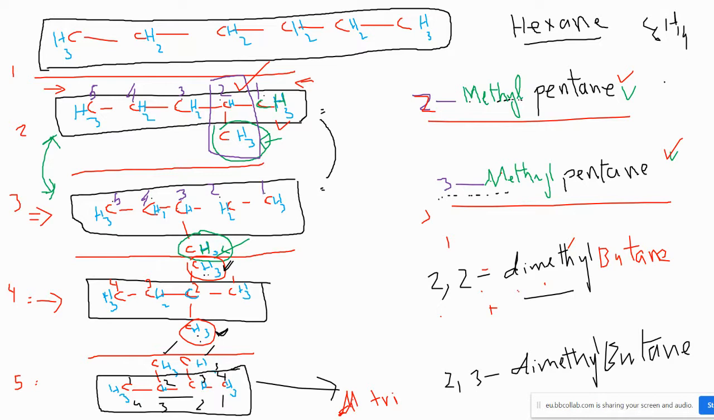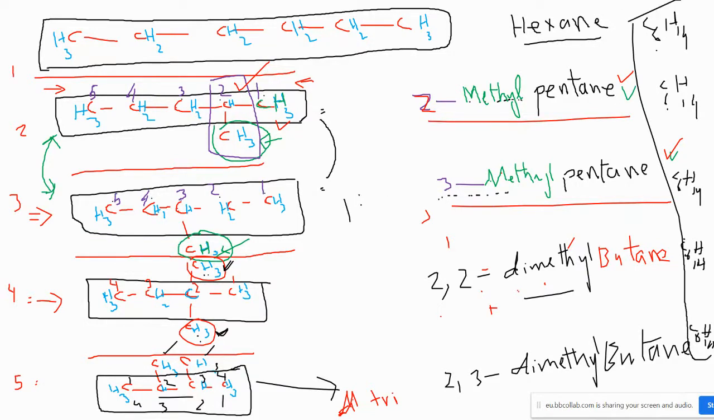So what is the formula for this one? C6H14. So it means we have 5 different structures, but the formula is the same. All these 5 we call isomers. But the IUPAC names should be different, while the formula will be the same. So in this topic, we learned isomers and we learned how to name alkanes.